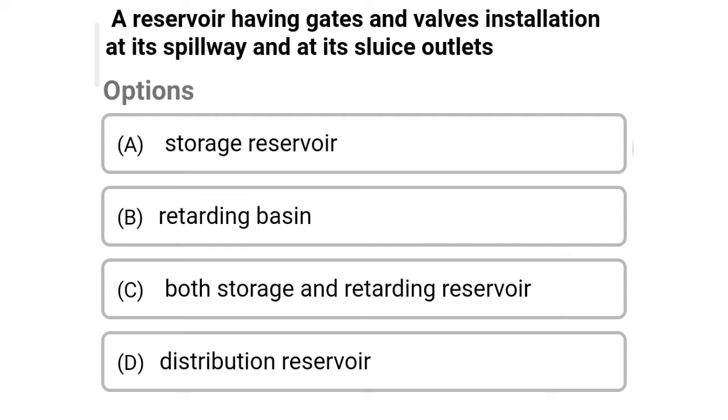So next question, a reservoir having gates and walls installation at its spillway and its sluice outlets is option A storage reservoir, option B retarding basin, option C both storage and retarding reservoir, option D distribution reservoir. So the correct answer is option A storage reservoir.